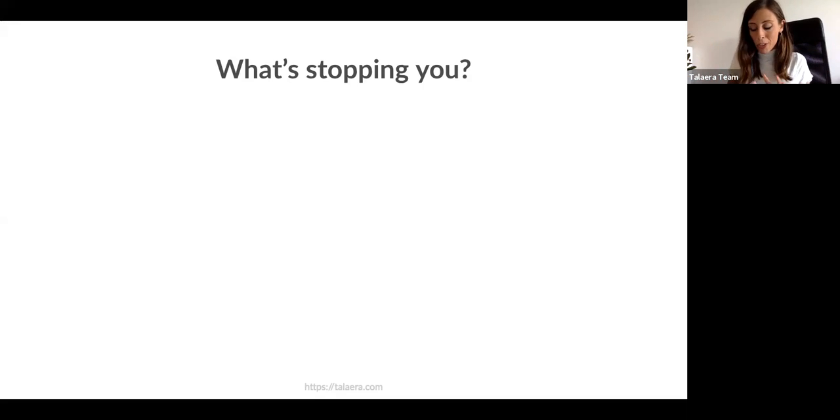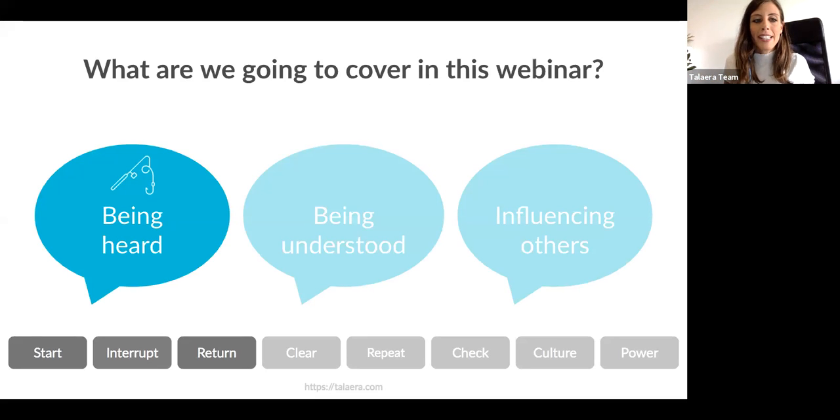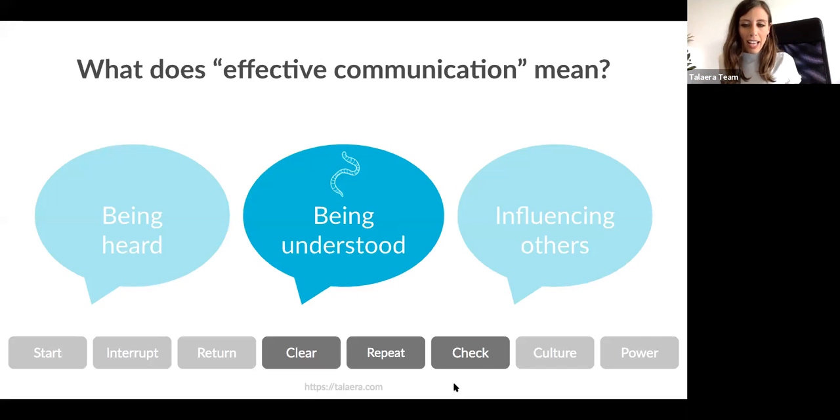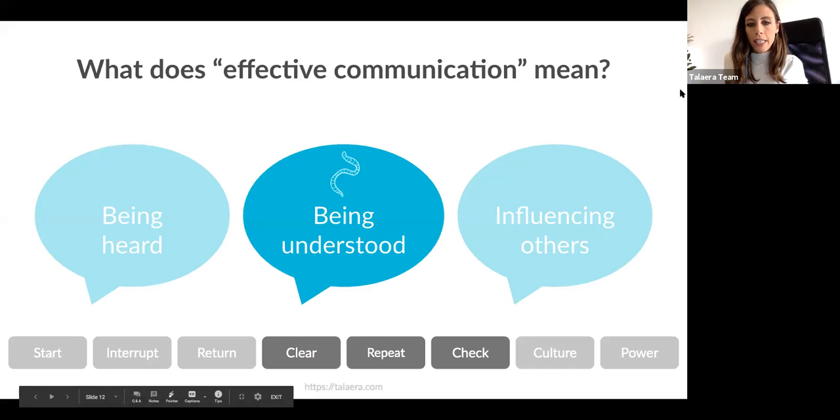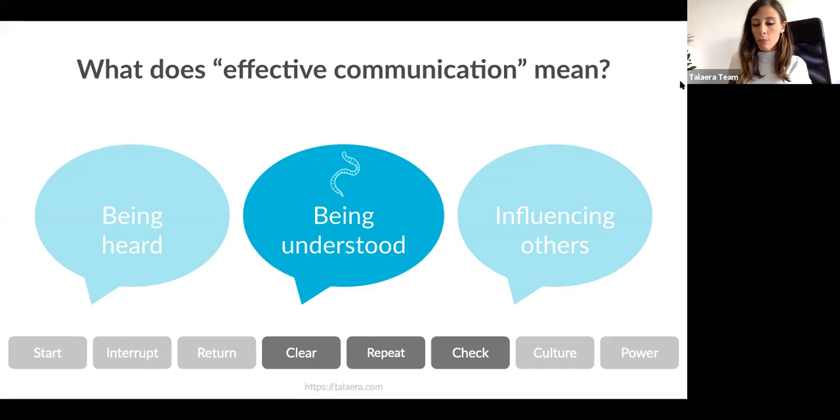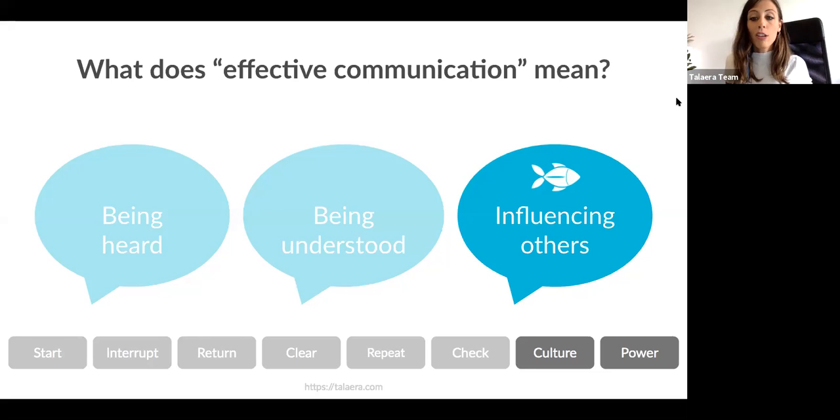So what I want to cover here, this is what we'll do, is talk about how you can be heard, from starting to interrupting to returning to a topic. There's also how to cast the rod. Also about how to be understood, and that would be how to be clear with your words, how to repeat a topic, how to check if they understand, and also about influencing others. And that has to do with culture and adding power to your message.